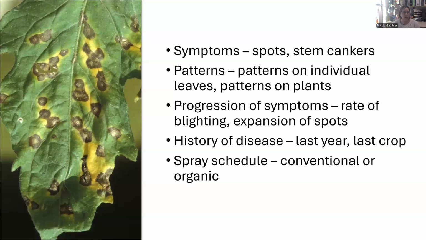The next thing we'll almost always need to know is what kind of spray schedule you're on. Are you conventional or are you organic? How often do you spray? What are you spraying? Because sometimes what we spray is going to influence the diseases that follow. So giving that information, considering that information, again, whether you're talking to a specialist or an agent, or whether you're doing your own research to try to eliminate some of the obvious.